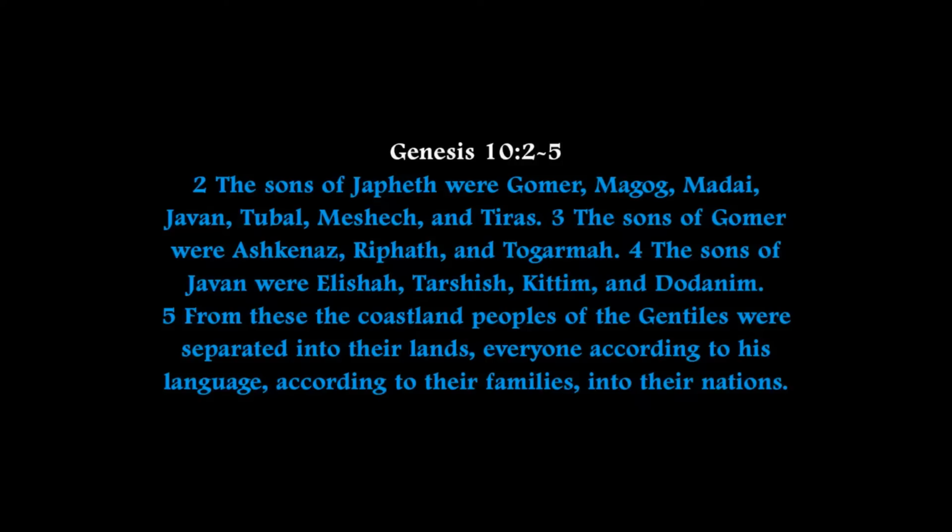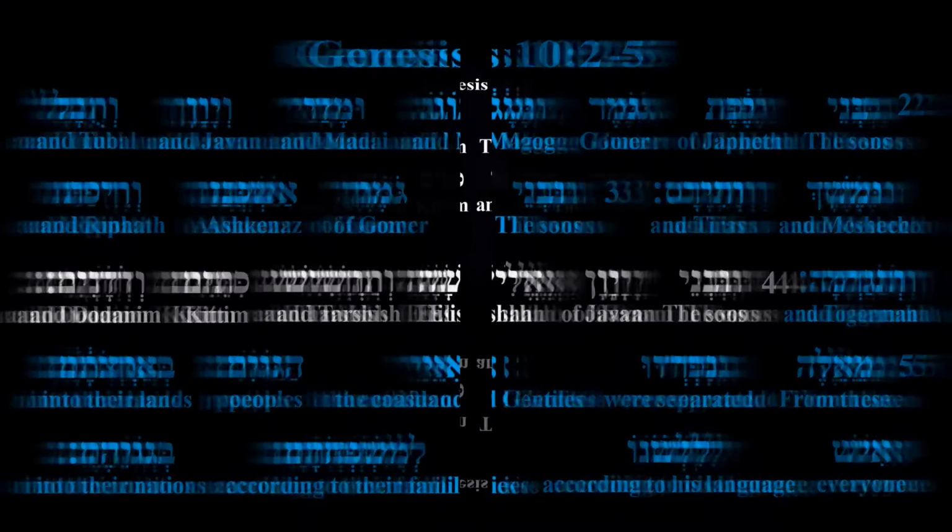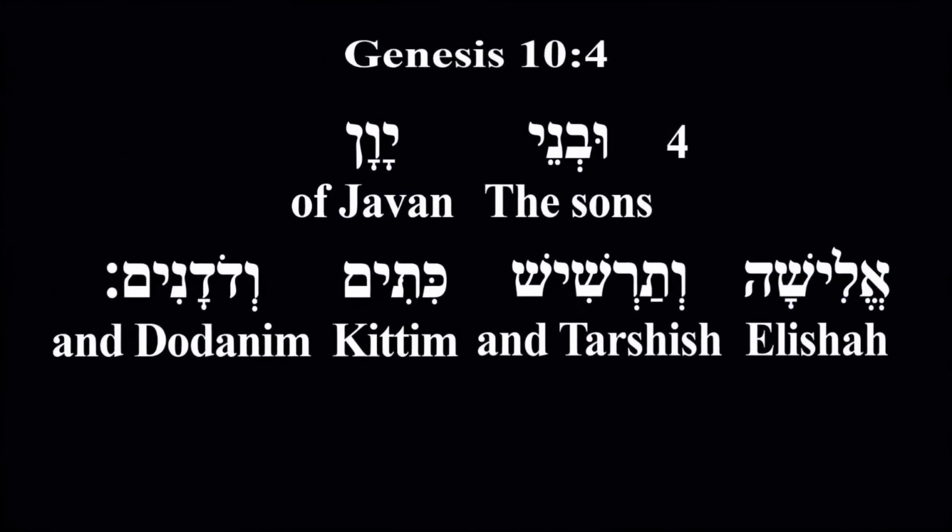That is 15 people, including Japheth. But if you look at it in Hebrew, you'll see something important. Nearly all of the names are just names, except when you look at the sons of Javan. Let's clear everything else out so we can look at verse 4.